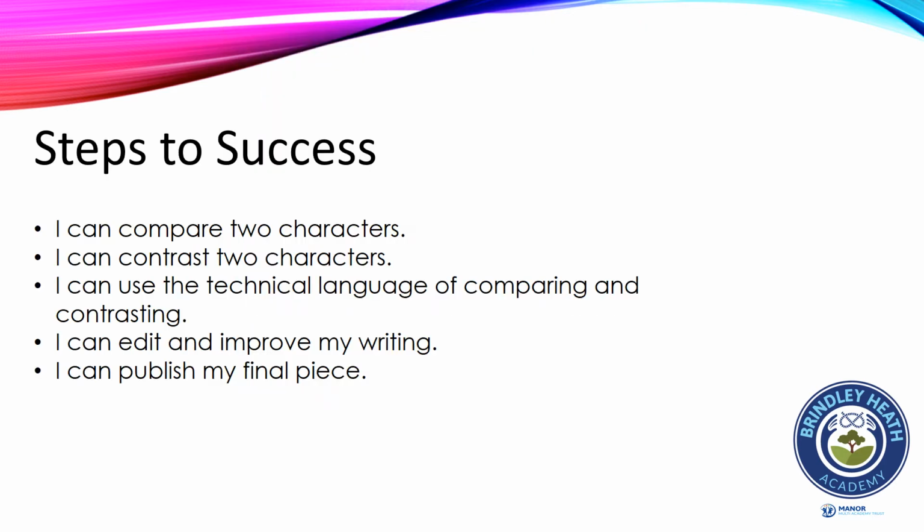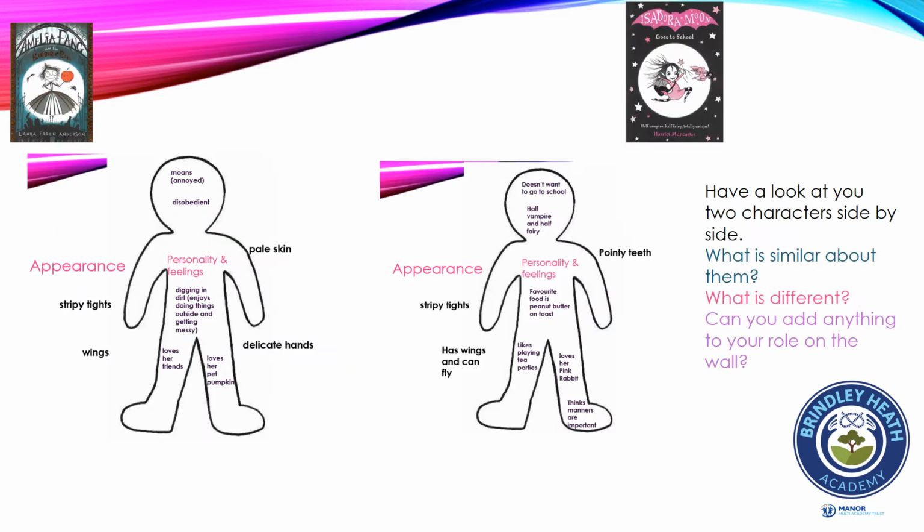Steps to success. I can compare two characters. We know that's about finding the similarities. I can contrast two characters. That's about finding out the differences. I can use the technical language of comparing and contrasting. Then we move on to I can edit and improve my writing. I can publish my final piece.